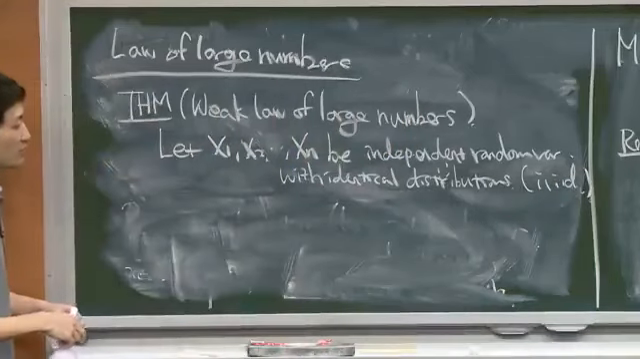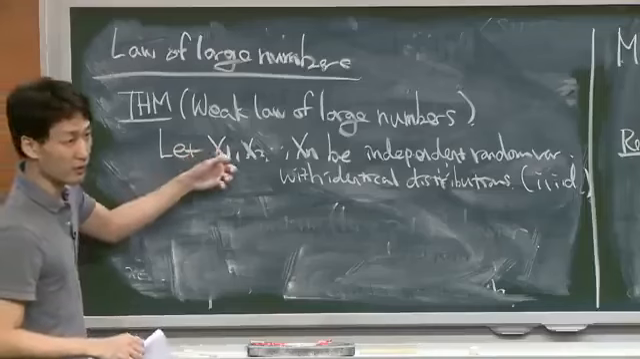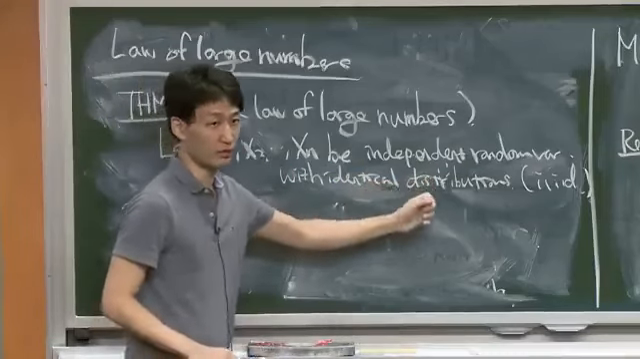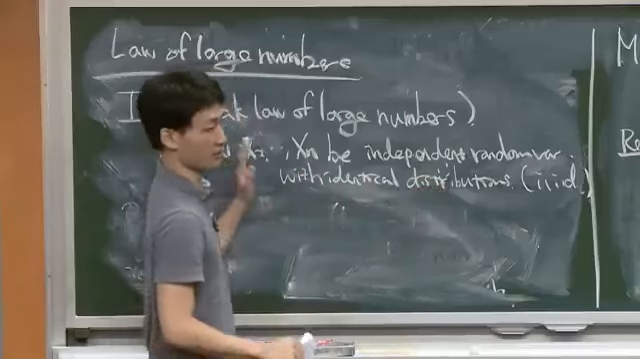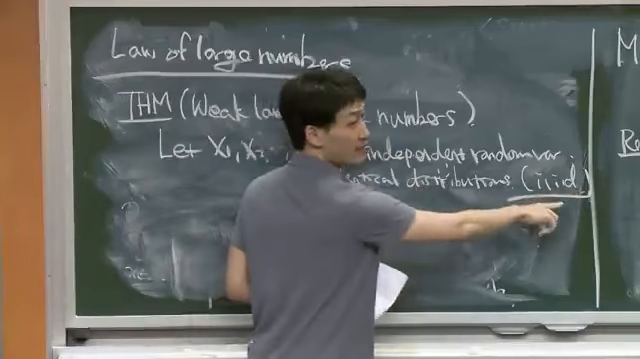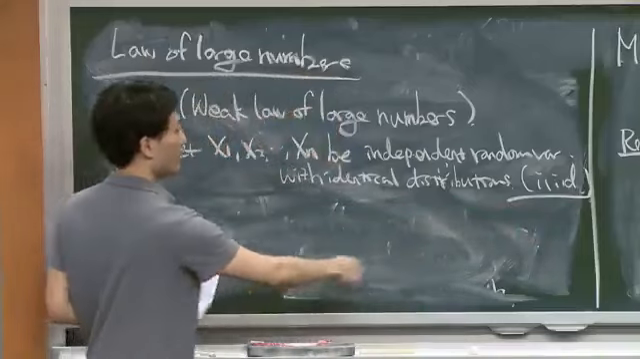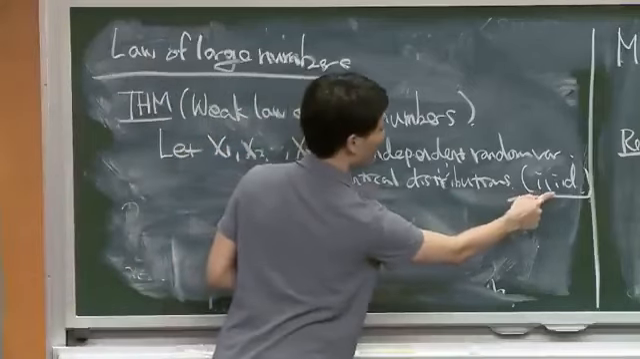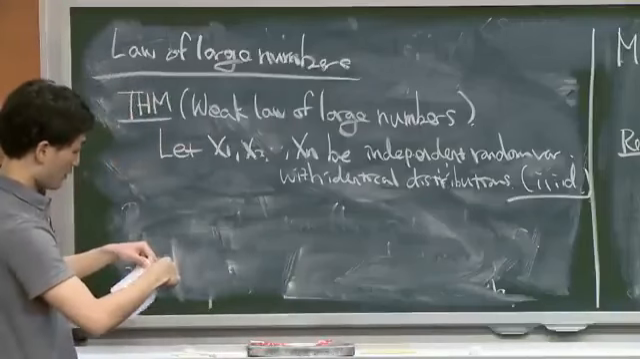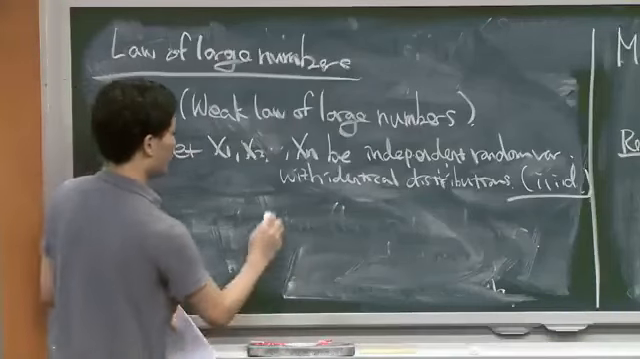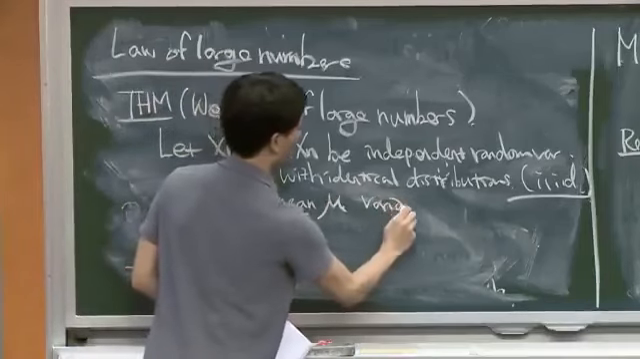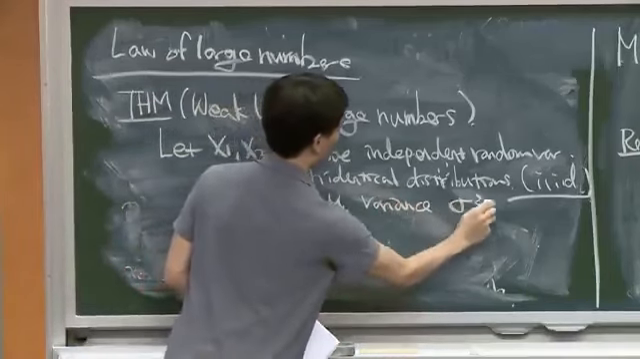Okay, so now we're talking about large-scale behavior. Let x1 up to xn be independent random variables with identical distribution. We don't really know what the distribution is, but we know that they're all the same. In short, I'll just refer to this condition as IID random variables later: independent, identically distributed random variables. And let the mean be mu, the variance be sigma squared.